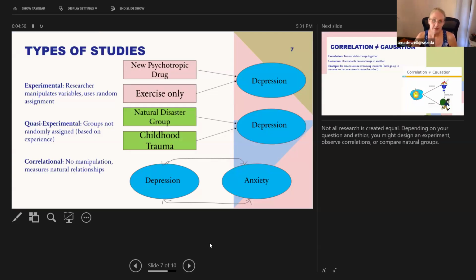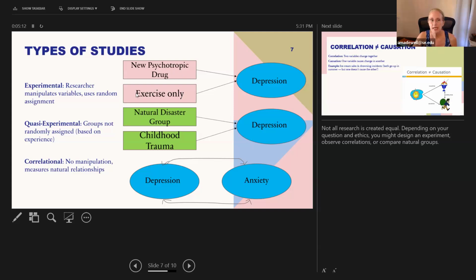I mentioned this in a previous lecture, but let's go over it in more detail. We have three main types of studies that we do in behavioral sciences. Experimental studies, a true experimental study, is when a researcher manipulates a variable and uses random assignment.